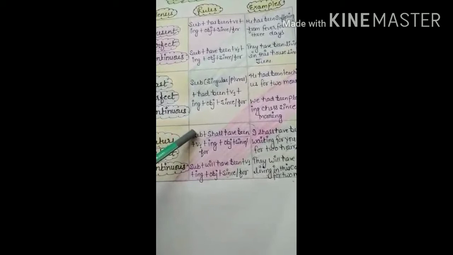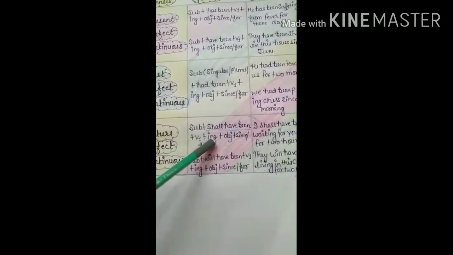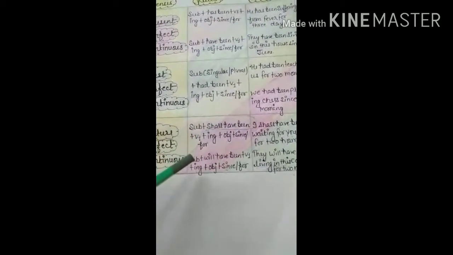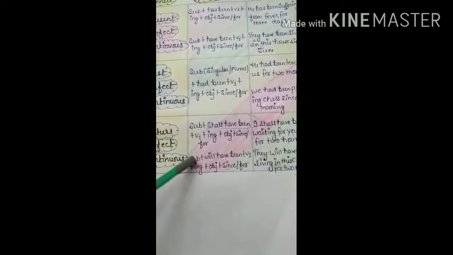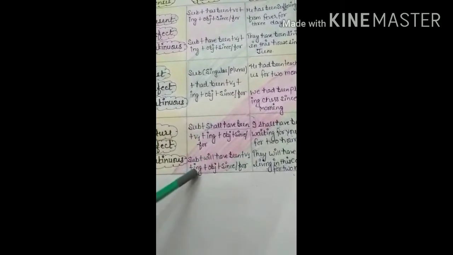First of all, subject, shall have been. When the subject is I and we, we use shall have been plus V1 plus ing plus object plus since or for. When the other subject, we use will have been plus V1 plus ing plus object plus since or for.